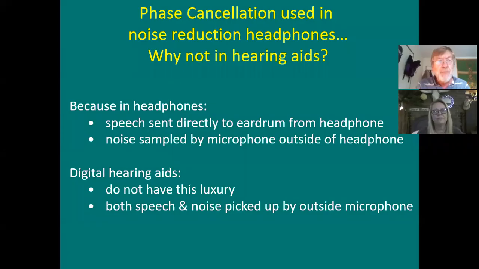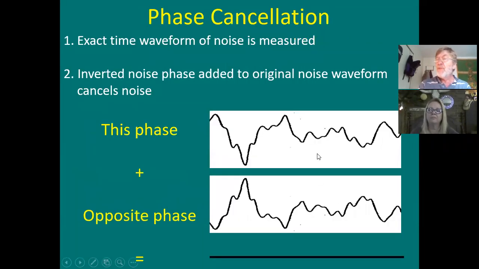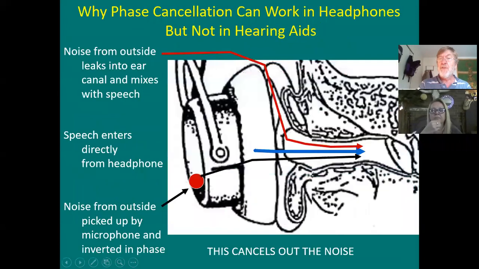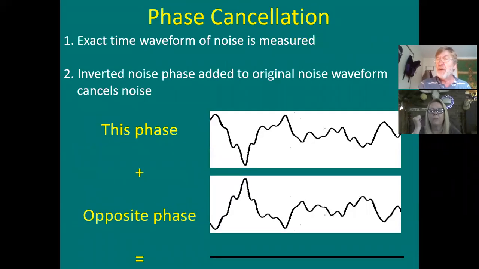And that's what we need in our field, is HISs that can stand and deliver and just say, hey man, take a chill pill. Headphone speech is sent directly to the eardrum from the headphone. Noise is sampled by a mic on the outside of the headphone. Digital hearing aids don't have that situation. Both speech and noise is picked up by the outside mic. So if I try and flip the wave upside down, I can do that with headphones like this, but I can't do that with hearing aids because I'll knock everything out.